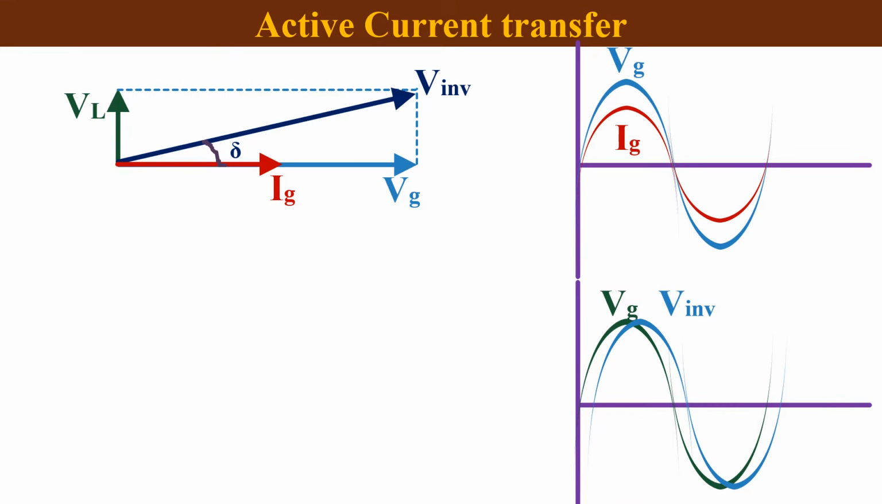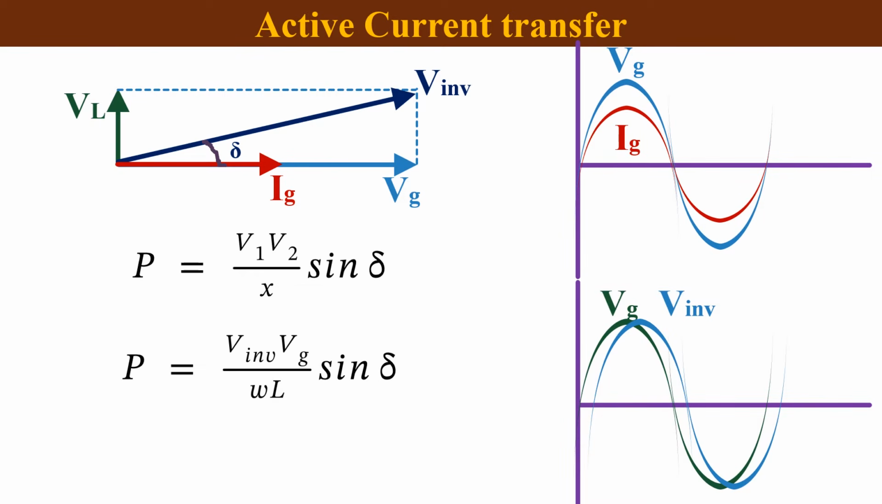In power system, we have learned the equation for active power as V1 V2 by X, sine delta. Similarly we can write active power as inverter voltage into grid voltage divided by XL into sine delta. So the active power is proportional to the sine of angle between inverter voltage and grid voltage.